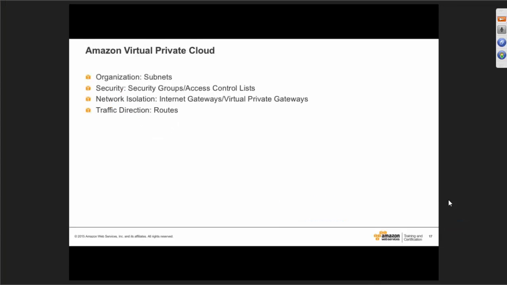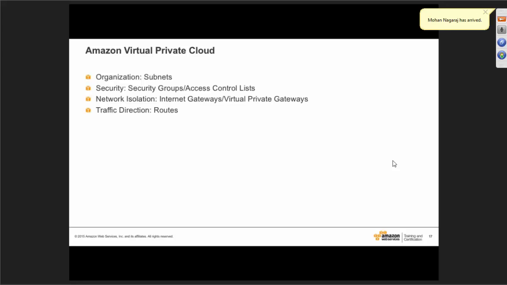So with respect to organization, security, network isolation, and traffic direction, you want to know how to build subnets, how they work, what you are allocating when you're allocating a subnet. You want to know the security features of VPCs, specifically around security groups for securing instances, and network access control lists, which are used to secure whole subnets, and then the differences between how they operate. They're both firewalls, but one is at the instance level, one is at the subnet level, and there are some idiosyncrasies about them.